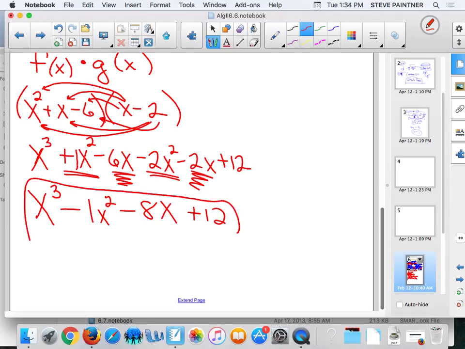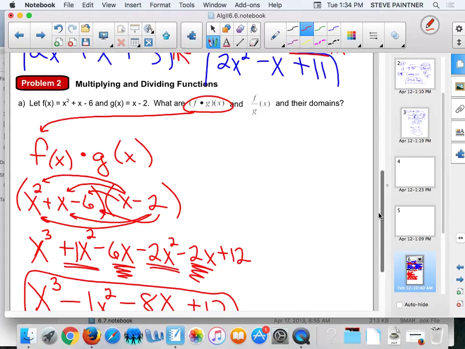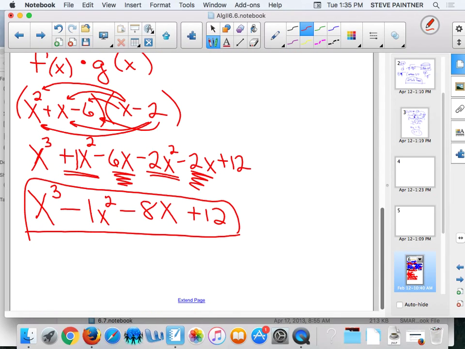By the way, up there, if you look at the domain, what's the domain of this one? All real numbers. You can square anything, you can add anything to numbers. This is all reals. What about this one? Can you subtract 2 from positives, negatives, and 0? Yes. It's all reals. So what do these two groups share? All real numbers. So the answer down here, the domain, is all reals. Done.